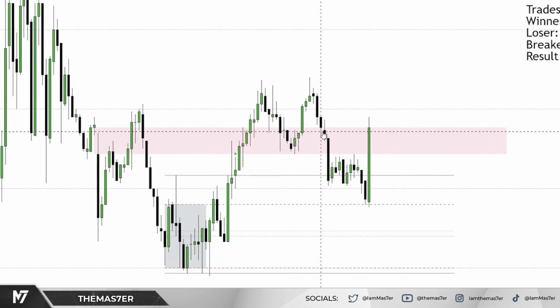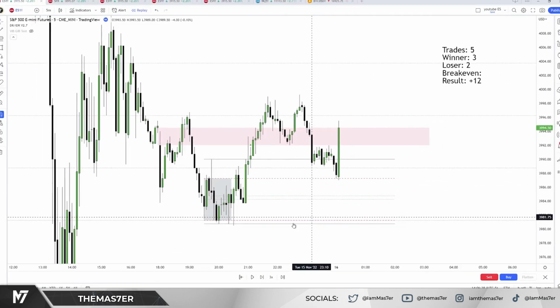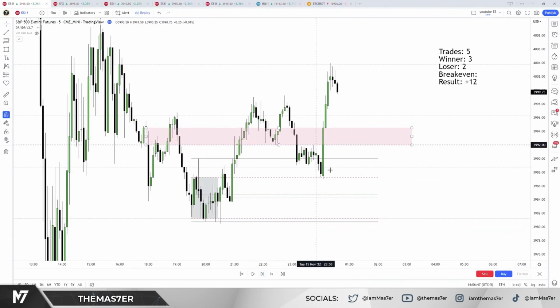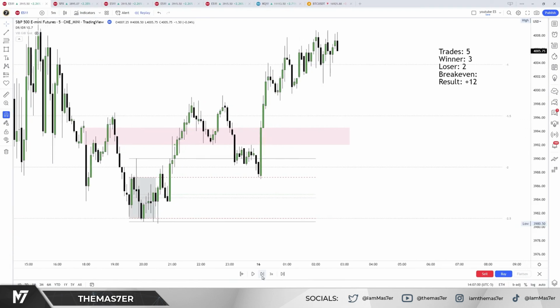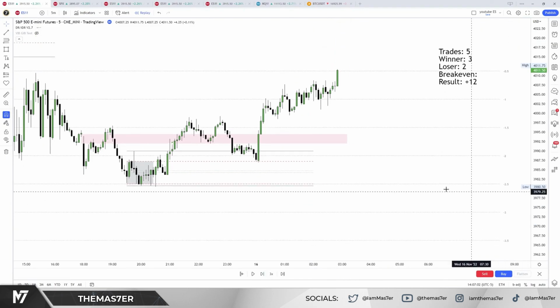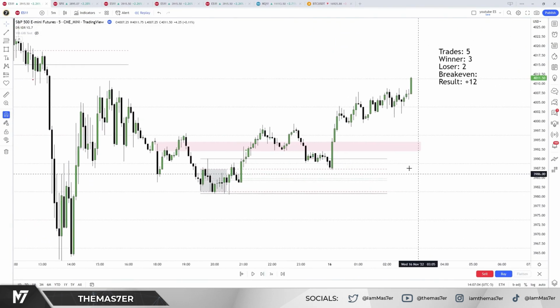Look at the volume imbalance over here, which I mentioned before. So we are making new highs. Not really any entries which I would take. Session is over. So now we are going into the ODR.